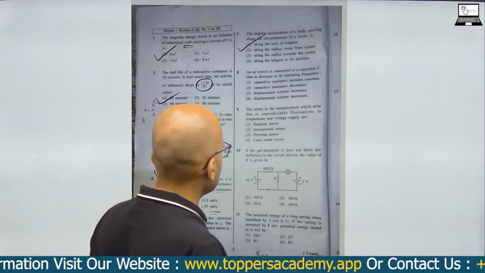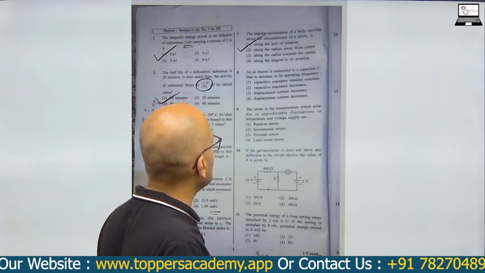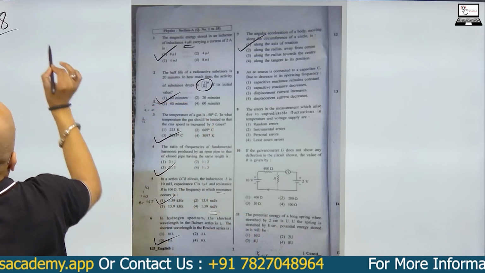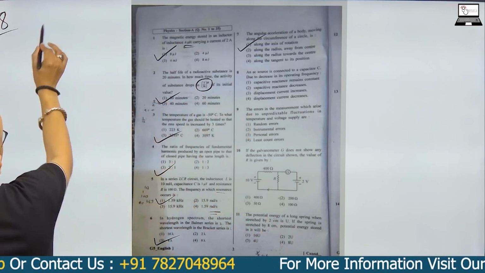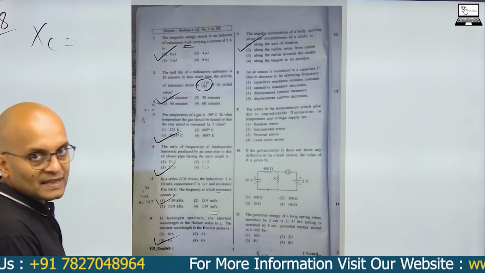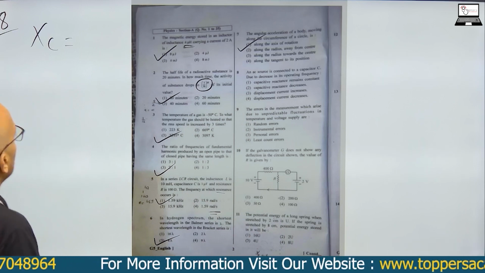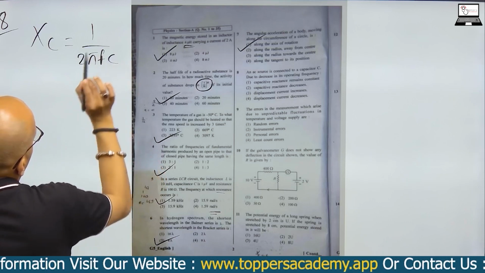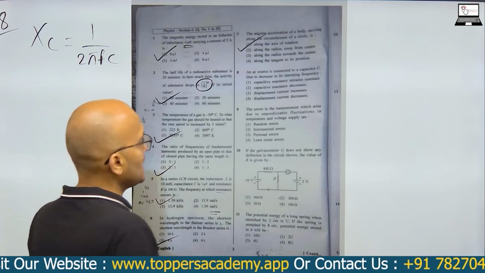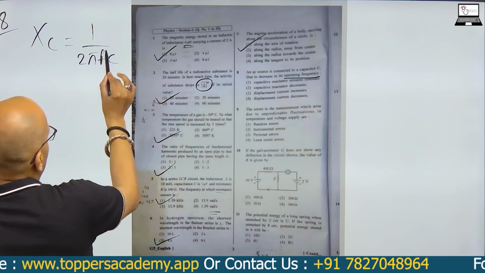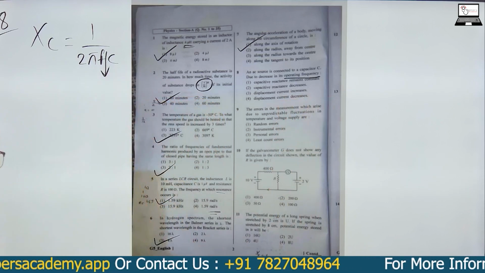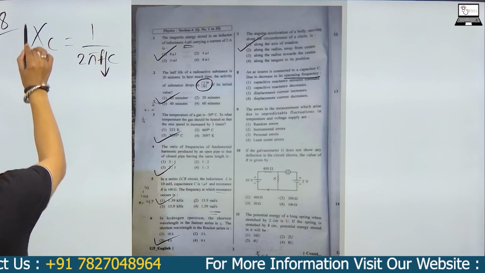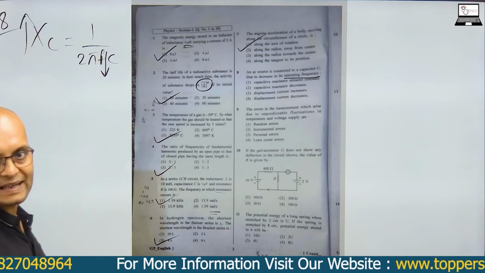Next question, an AC source is connected to a capacitor C, due to decrease in the operating frequency. Please see, AC source is connected to the capacitor. So we need to calculate capacitive reactance. Yes or no? Capacitive reactance is 1 upon omega C, that is 1 upon 2 pi f C. Now it is saying decrease in the operating frequency, that means this frequency is reduced. Xc is inversely proportional to frequency. If this frequency is reduced, so Xc is going to increase.